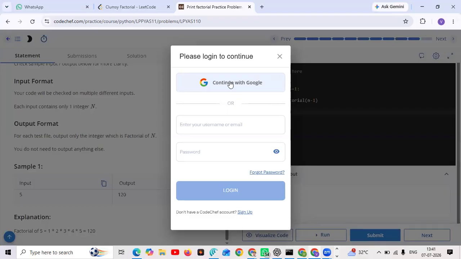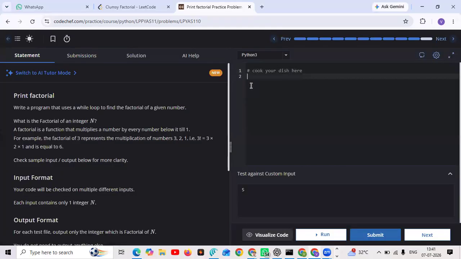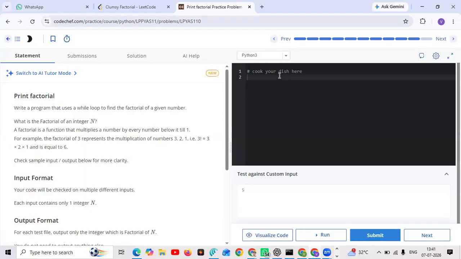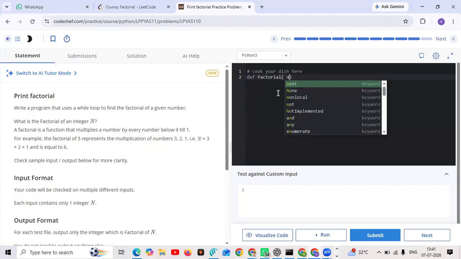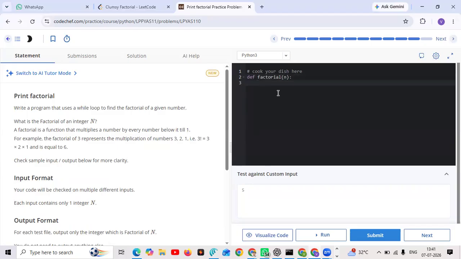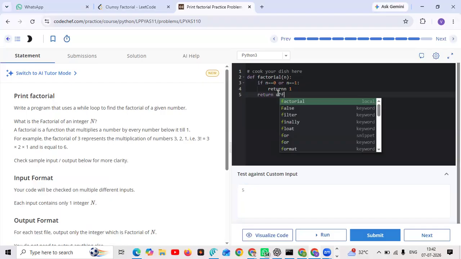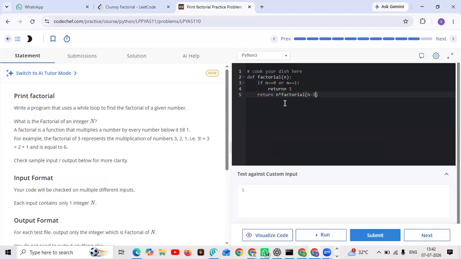I have to write the code again. No issues, the code is not that huge. def factorial(n): if n is equal to 0 or n is equal to 1, return 1, else return n into factorial(n minus 1). Now run this code first.